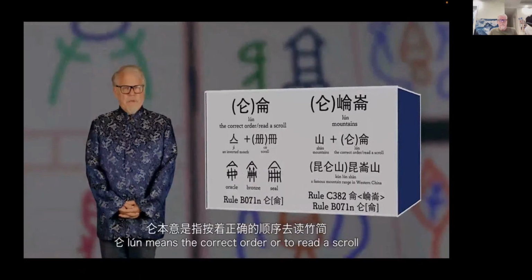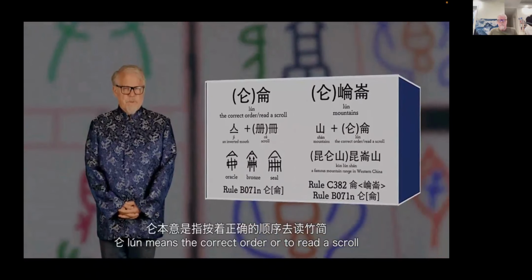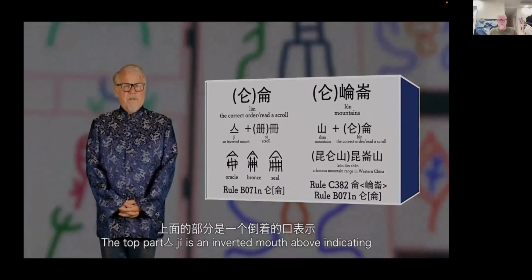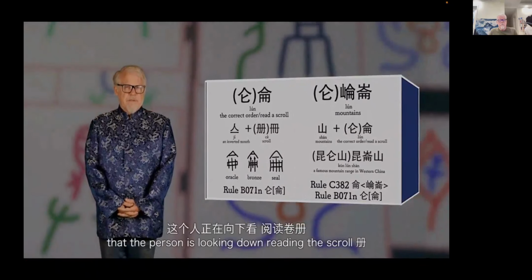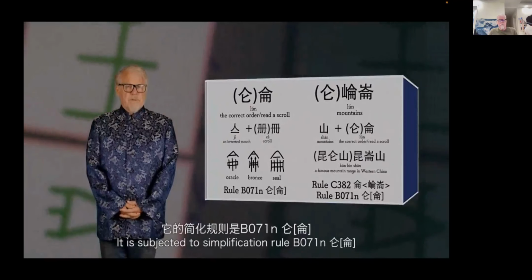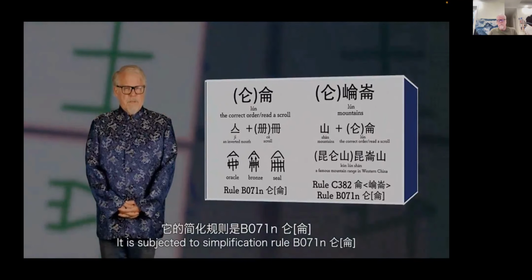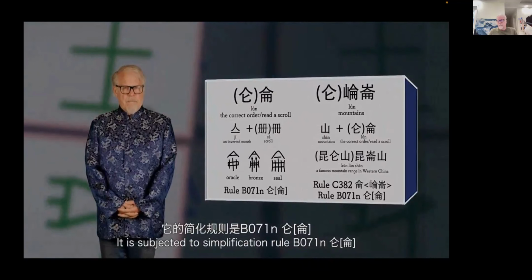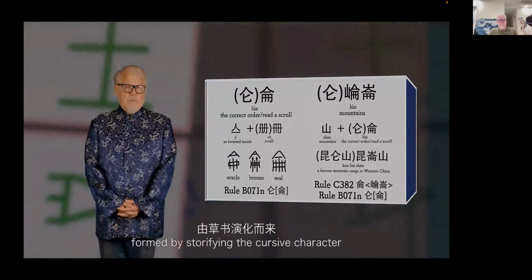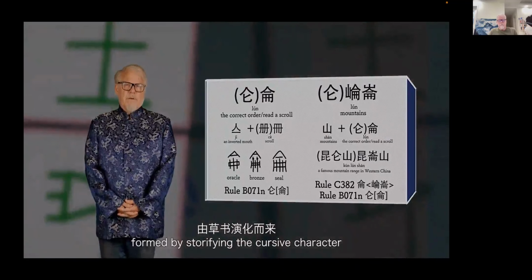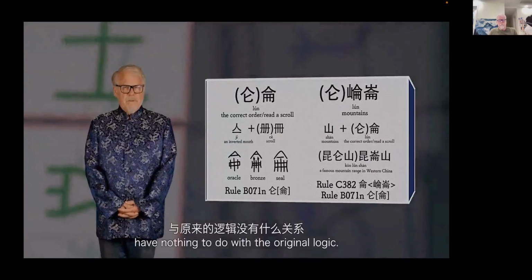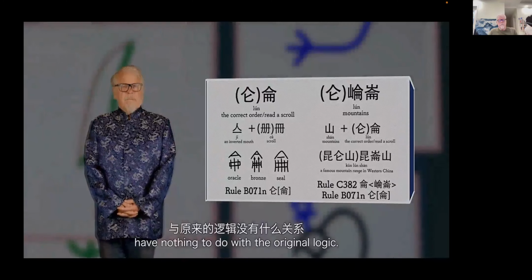Lun means the correct order or to read a scroll. The top part, ji, is an inverted mouth above, indicating that the person is looking down and reading the scroll, ce. It is subject to the simplification rule B071N. Lun is a new character formed by strokeifying the cursive character. The remnants B and Ren have nothing to do with the original logic.